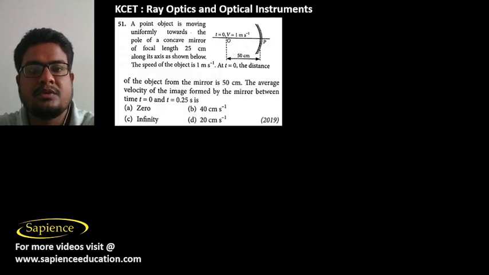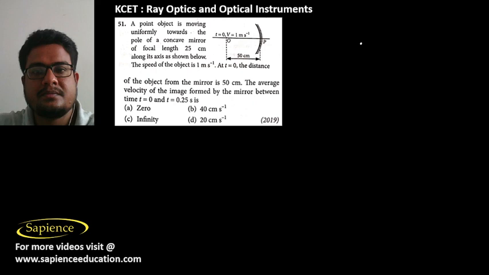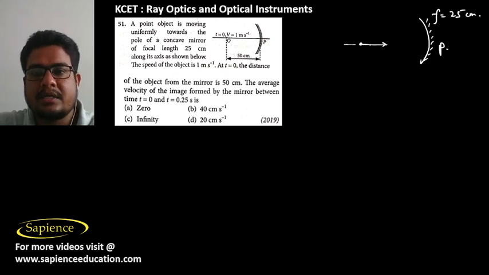Question number 51. A point object is moving uniformly towards the pole of a concave mirror. The point object is moving towards the pole of a concave mirror having focal length 25, along its axis as shown.